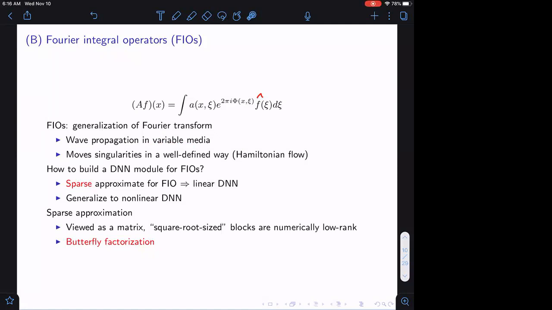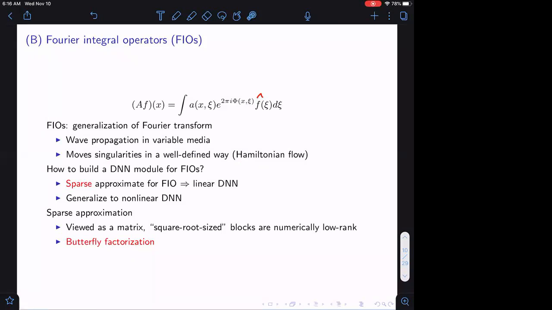Instead of just keeping the singularity where it is, what the Fourier integral operator does is that it moves the singularity along a very well-defined path. What's encoded in the phi function is something called the Hamiltonian flow, and this singularity essentially moves along this Hamiltonian flow.